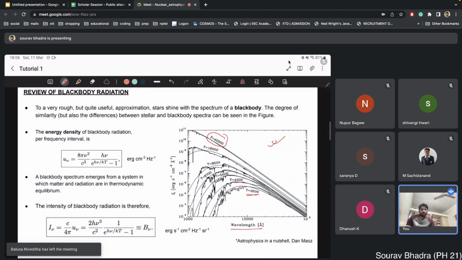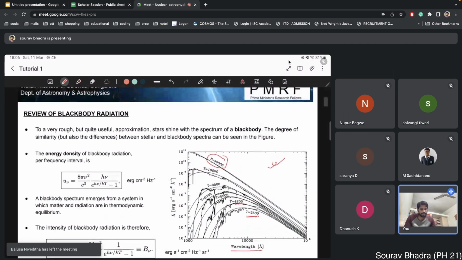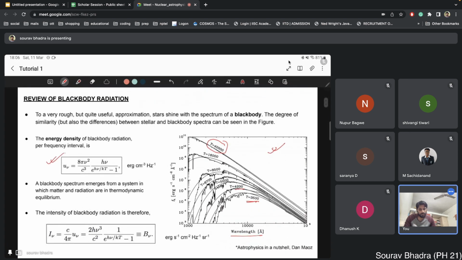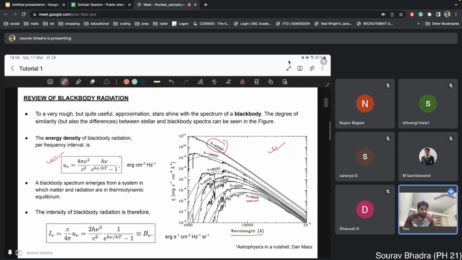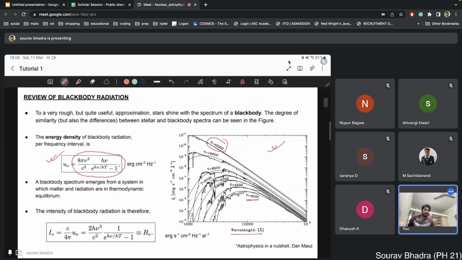As you know, the energy density of black body radiation goes as u_nu = 8 pi nu squared by c cubed times h nu by e to the power h nu by kT minus 1. I will not prove this, I think everyone knows it. The unit is erg per cm cubed per hertz. That means it is the energy per volume per unit frequency. That's why it is written as u nu.